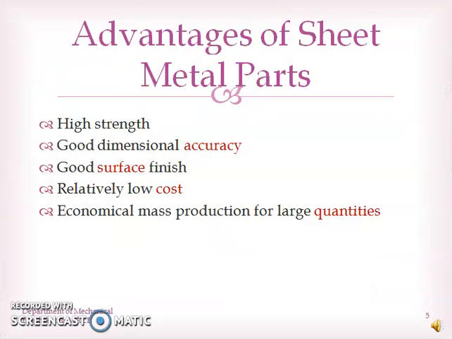We have already seen that sheet metal products are mostly made by cold working. So it is having several advantages like high strength, good dimensional accuracy, good surface finish, and also they can be made very cheaper, and it is also economical for mass production for large quantities.